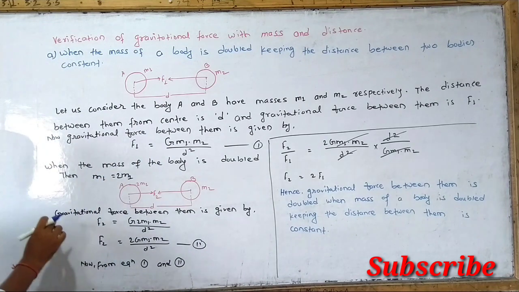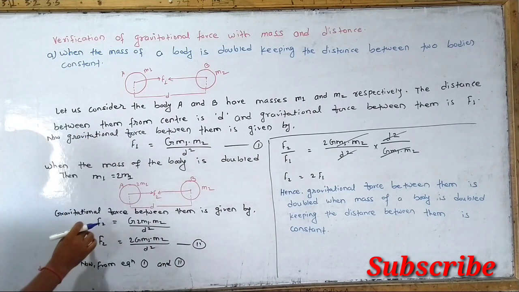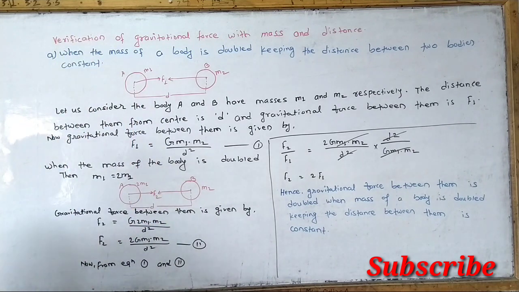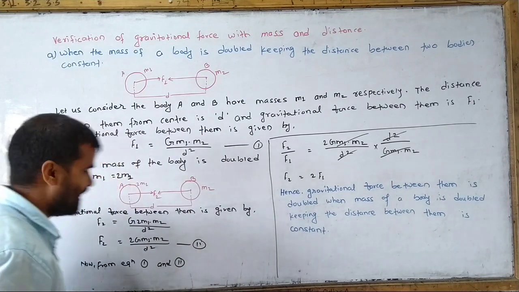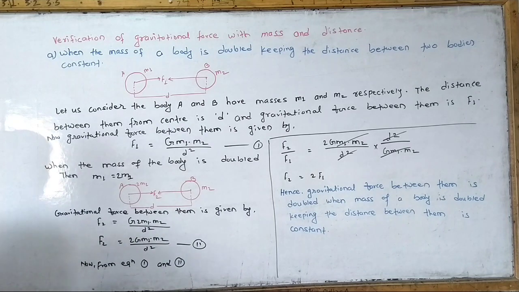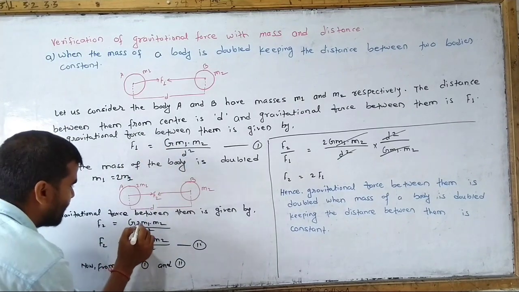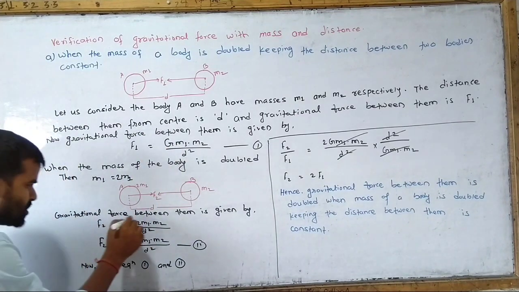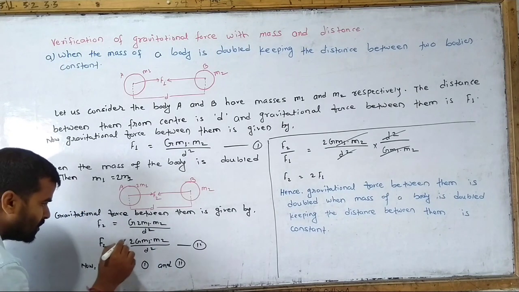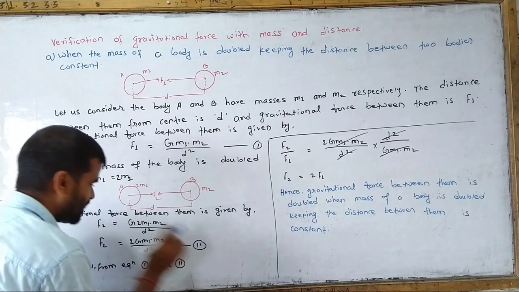Now again for the gravitational force between them, suppose this is F2. In the first case there was F1 and we got equation 1. Now, when the mass is changed, F2 becomes G, and instead of m1 we write 2m1. So G 2m1 into m2 by d square. F2 is equal to 2G m1 into m2 by d square. This is equation 2.